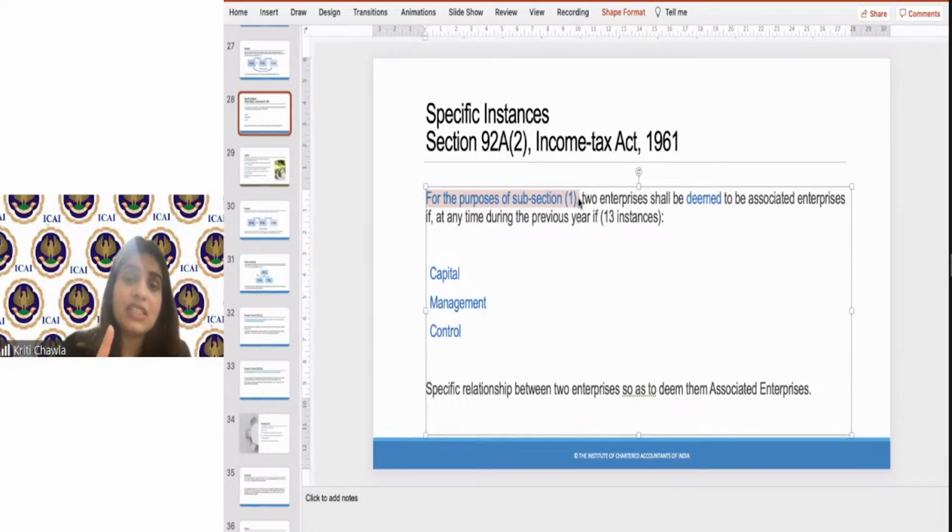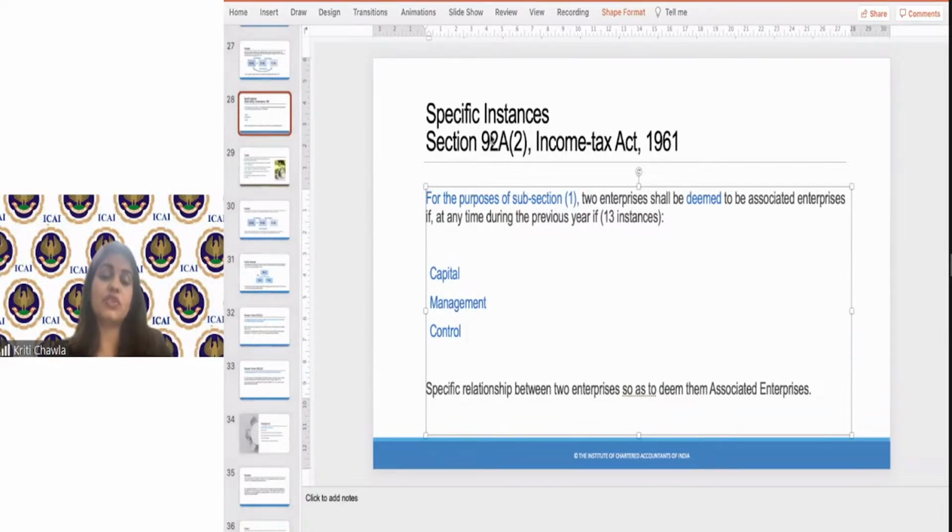So that basically means that 92A(1) and 92A(2) both have to be followed. Further, if you also look at Form 3CEB, which is the transfer pricing return, there is a mandatory field that asks, if you think that two enterprises are related to each other, by virtue of which section. So it says, by virtue of which instance are they related to each other. And that basically signals that it is mandatory to follow 92A(2) if you want two enterprises to be related to each other.